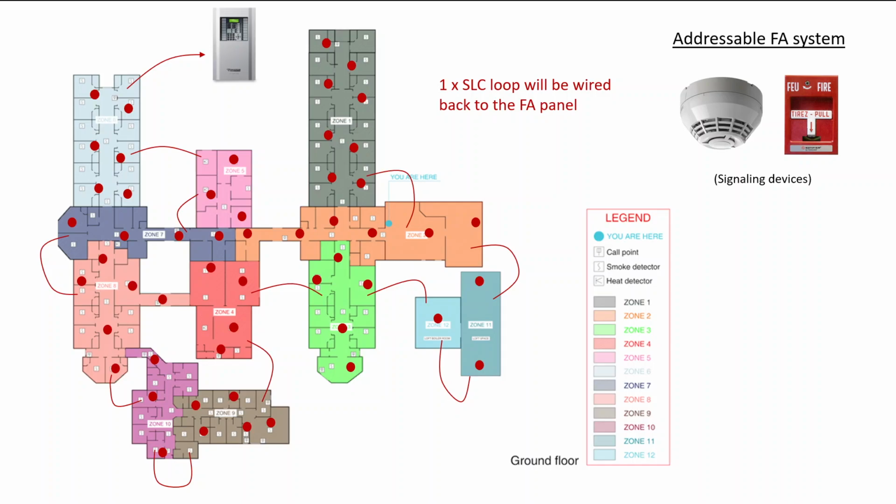If it's all uniquely addressed, then all I have to do in the programming is take the address for this device and note in the program that it's zone number 12. These two, zone number 11. And instead of having individual cables going all the way back to the fire alarm panel, I'm only using two terminals on the SLC loop for all of these devices.